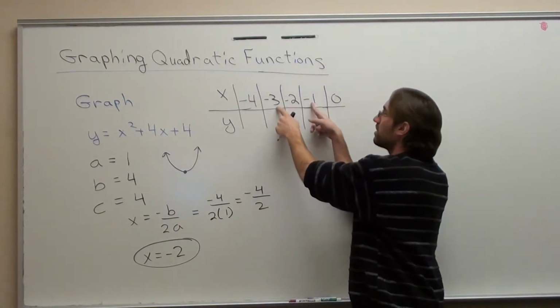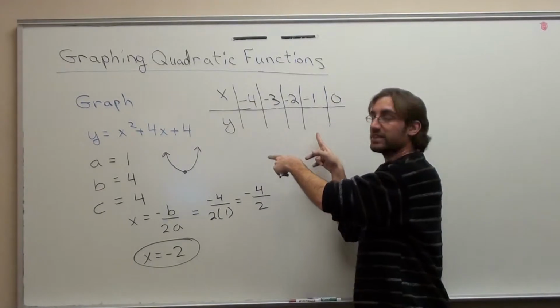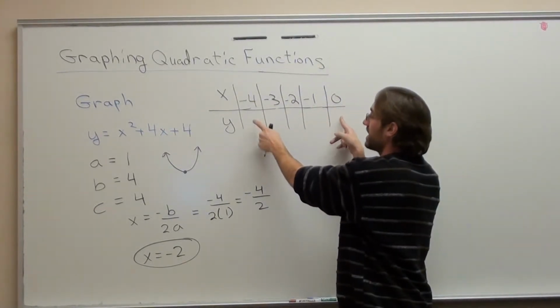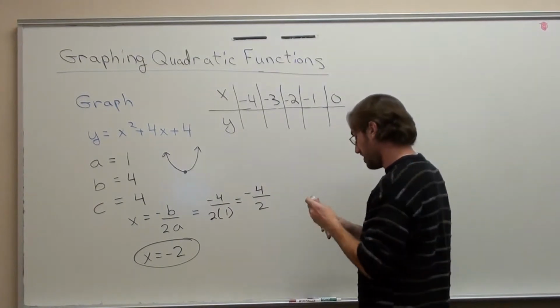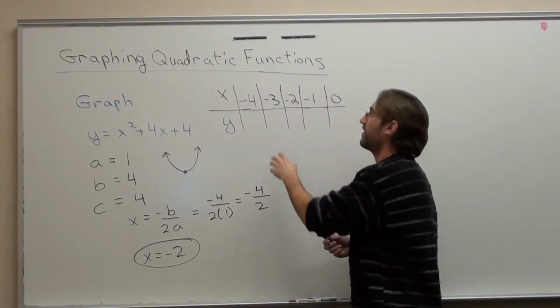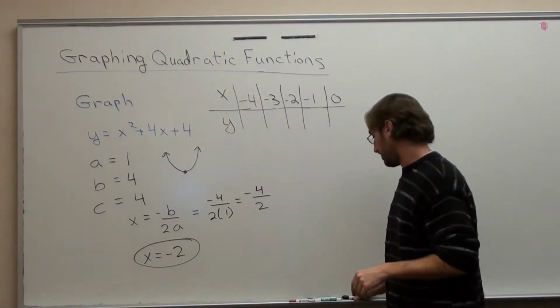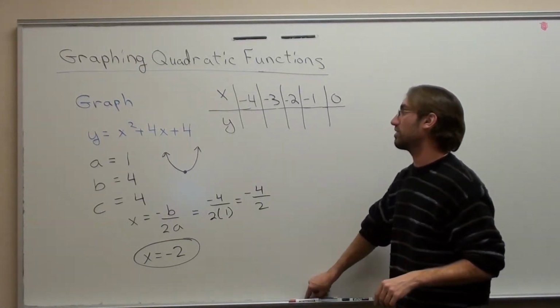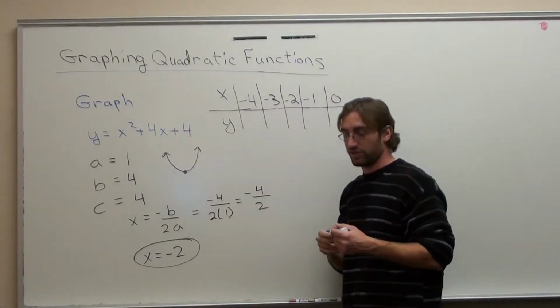Now, since these are exactly the same distance away from the vertex, the y values will be exactly the same. So I don't have to sit here and figure out what all 5 of the values are. I only actually have to figure out 3 of the values. And what we're going to do is start with our vertex. So we substitute negative 2 into this equation to figure out what it is.